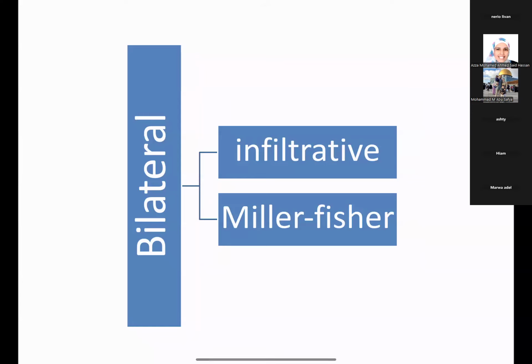Bilateral causes can be infiltrative or Miller Fisher syndrome. Miller Fisher syndrome is an ocular variety of Guillain-Barré syndrome, which can present with multiple cranial nerve palsies.